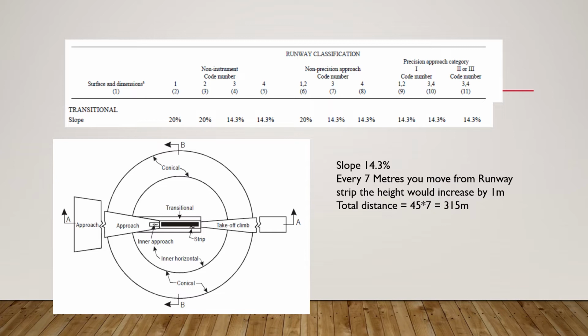So the inner horizontal surface is restricted to a height of 45 meters with reference to the elevation datum. The total distance to reach a height of 45 meters would be at a distance of 315 meters from the edge of the runway strip.